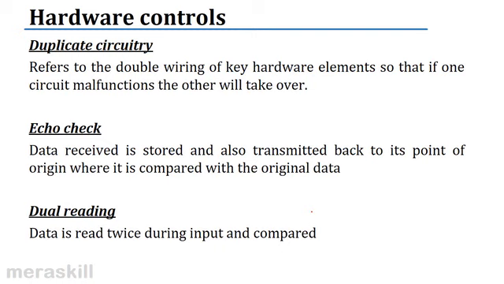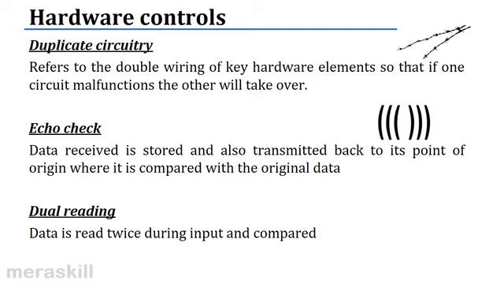Next, let us look at some hardware controls. Duplicate circuitry, two circuits, refers to the double wiring of key hardware elements so that if one circuit malfunctions, the other will take over, so that it's not suddenly lost, right? Business continuity. We don't want one circuit to fail so that data is lost and we cannot work. It should not happen like that. It should continue to operate. So you have double wiring. If one circuit stops, the other immediately takes over.